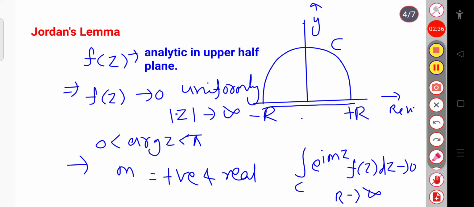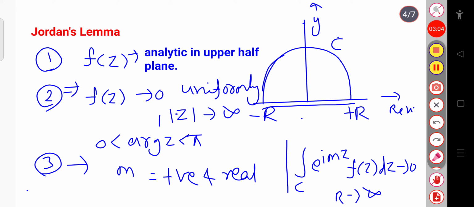Are you getting my point? So Jordan's lemma says that the first condition is that it should be analytic in the upper half plane, which I have denoted by C. The second condition is that this function tends to 0 uniformly if mod z tends to infinity, or the argument of z lies between 0 to pi. And the third condition is that m should be positive and real in nature. If these conditions are satisfied, then the integration over the upper half plane of exponential i m z f of z dz will tend to 0 as r tends to infinity.